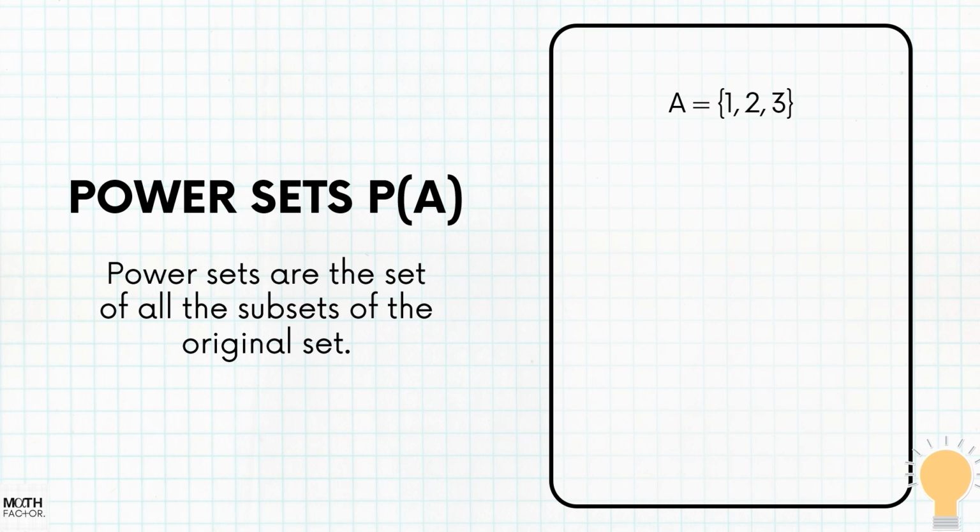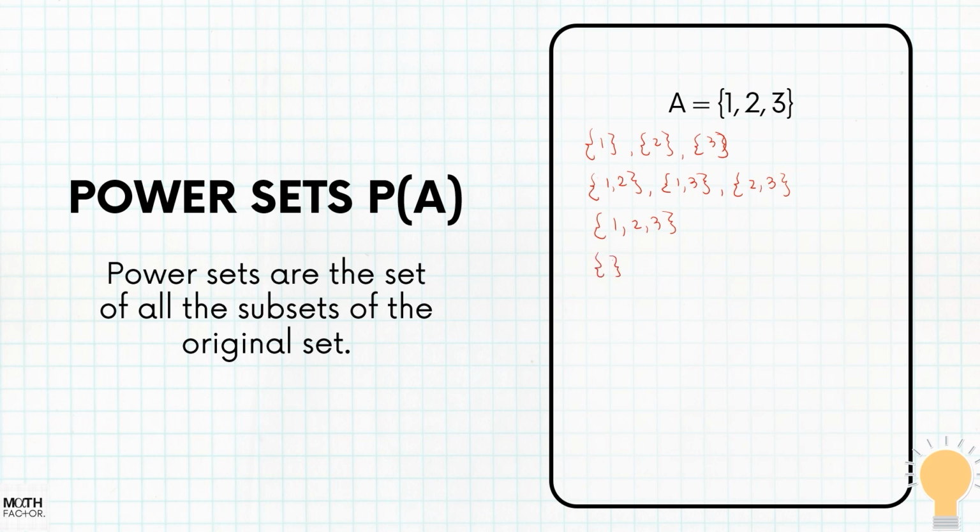For subsets with one element, we have {1}, {2}, and {3}. For subsets with two elements, we have {1, 2}, {1, 3}, and {2, 3}. For subsets with three elements, that is {1, 2, 3}. And lastly, we have the empty set.